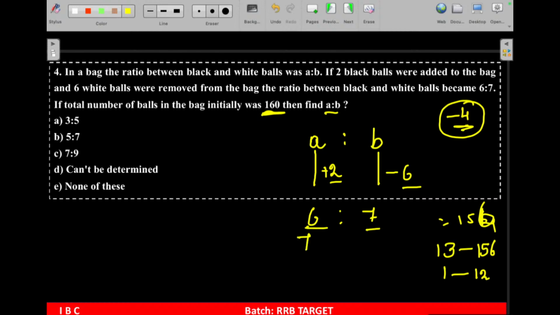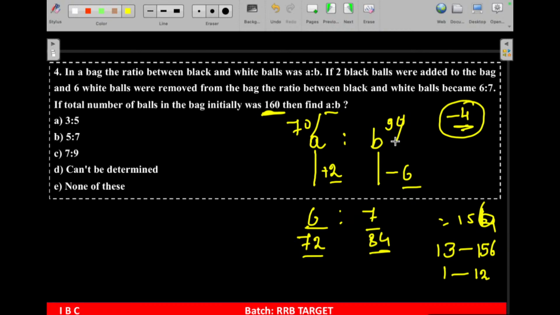6 parts is 72 and 7 parts is 84. So after adding I have 72 black balls, which means initially I have 70. After removing I have 84 white balls, so if I am not removing, I have 90. Then your ratio will be 7:9.